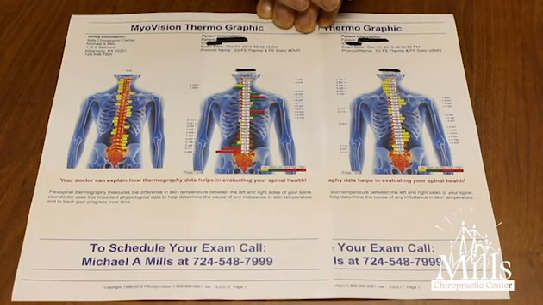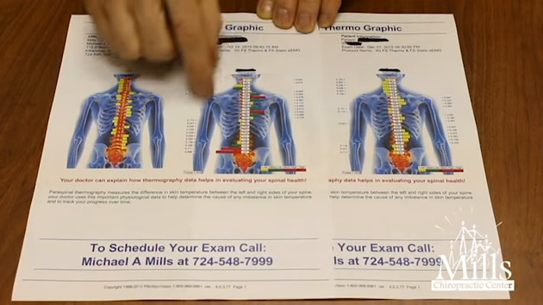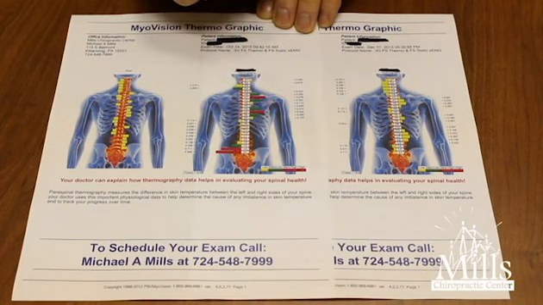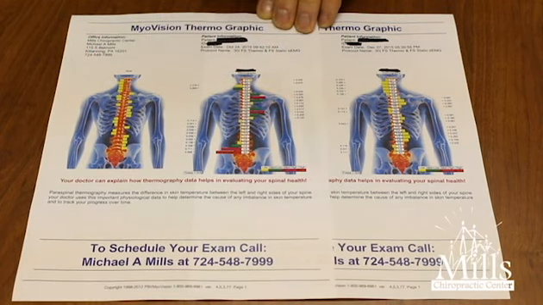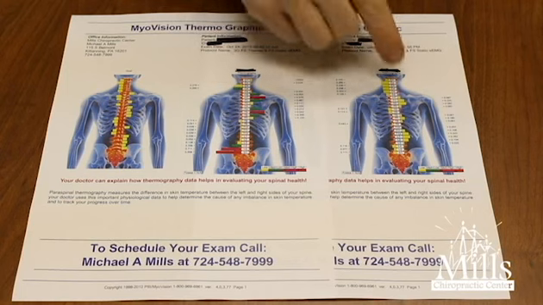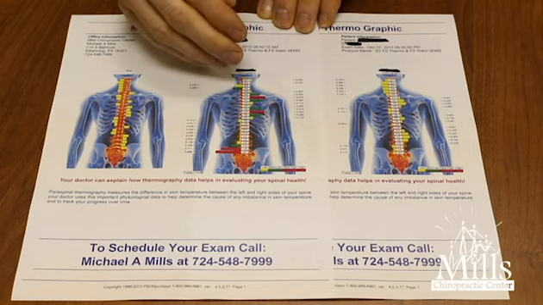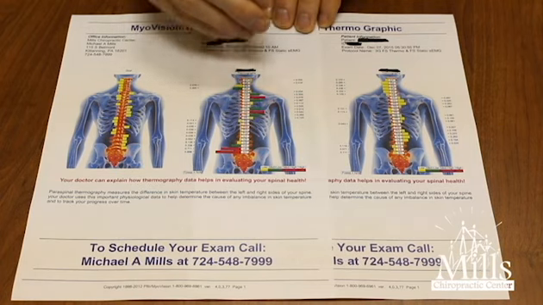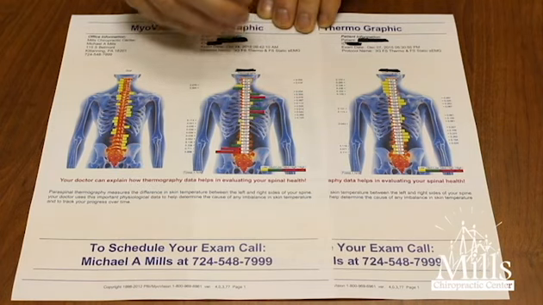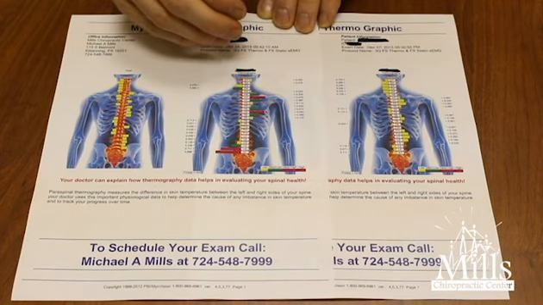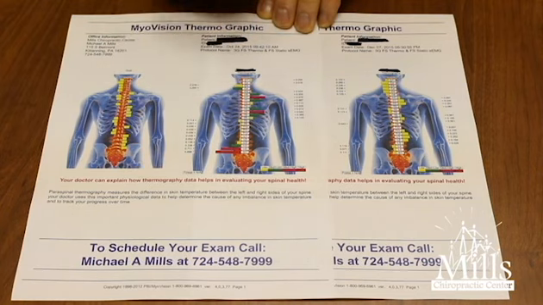My point in bringing this up is that this gentleman was out of pain for the most part within a week or two. However, it took a couple months for his scan to get to normal and to normalize his thermography scan, which tells us that even though he was out of pain, we still hadn't achieved maximum or optimum function as far as his spinal and neurological function was concerned.